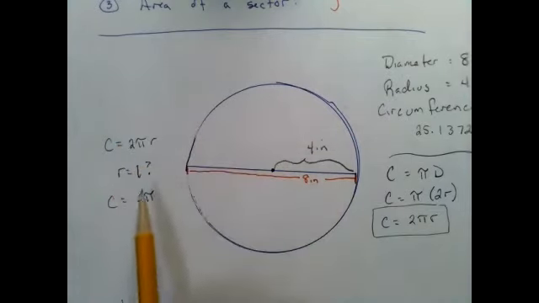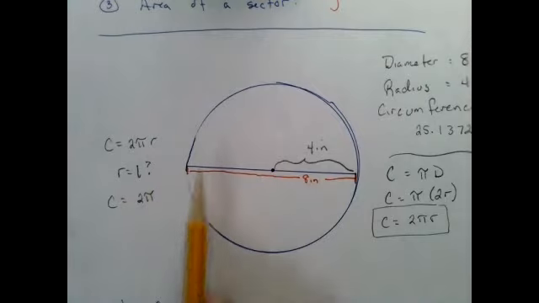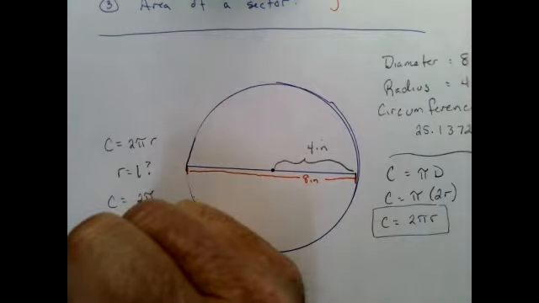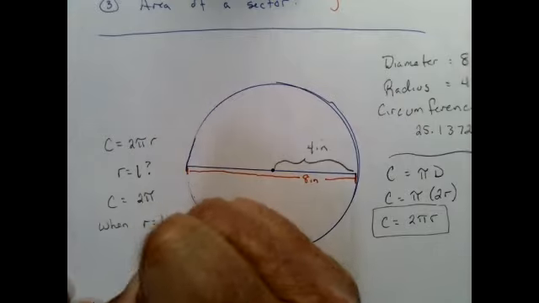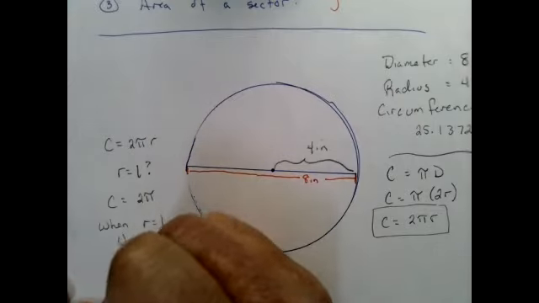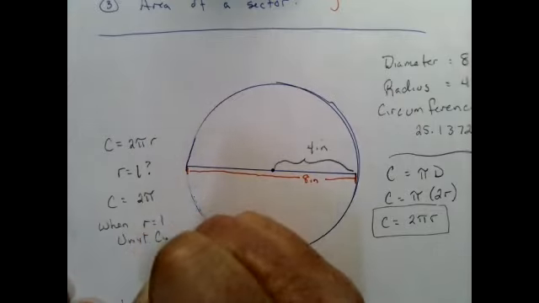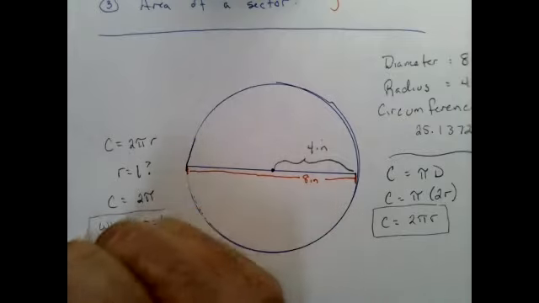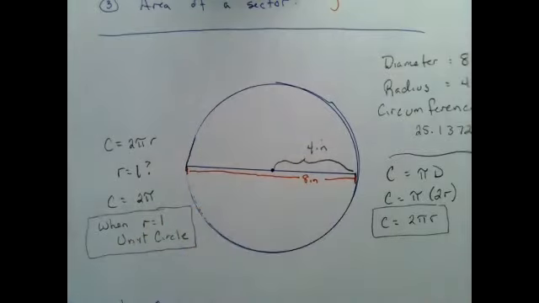So when I use a radius of 1, when radius equals 1, it's called the unit circle. And you're going to hear this term quite a bit in the course. When the radius is 1, it's the unit circle. And when I start talking about the unit circle and the radius is 1, I know that all the way around is 2 pi.